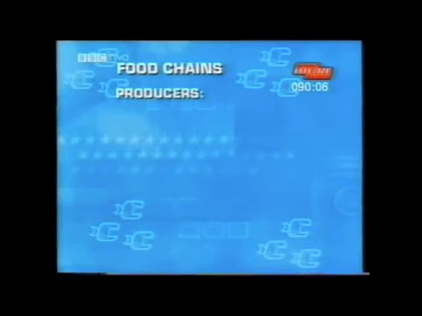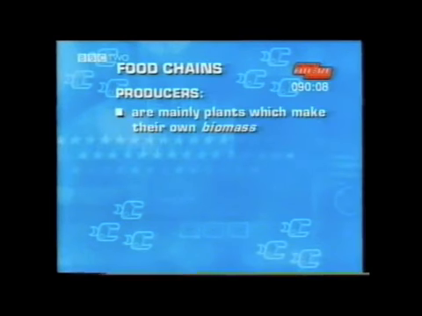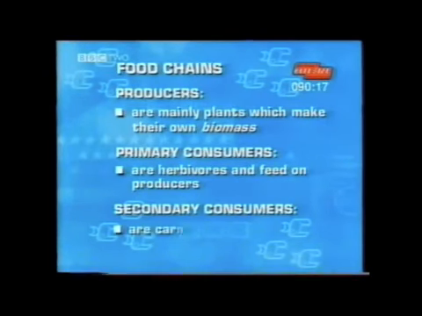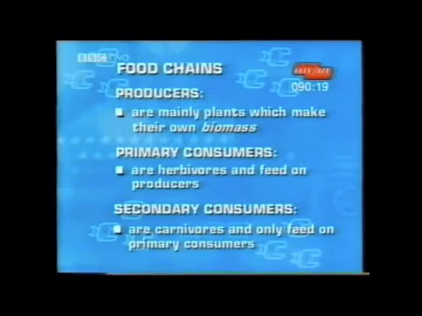In a food chain, producers are plants which make their own food, biomass. Primary consumers are animals that are herbivores and only feed on plants, the producers. And secondary consumers are animals that are carnivores and only feed on other animals, primary consumers.